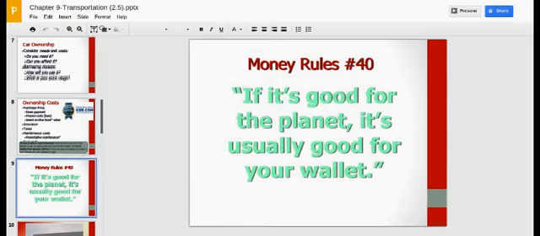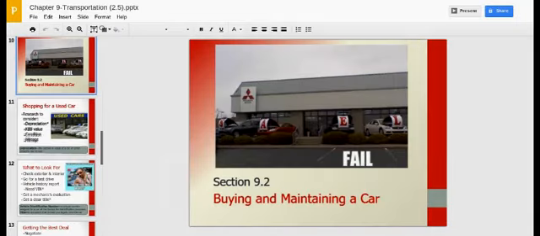What we're going to go into with section 2 of chapter 9 is buying and maintaining a car. And then we're going to finish up chapter 13 talking about car insurance, and that will kind of conclude our course.